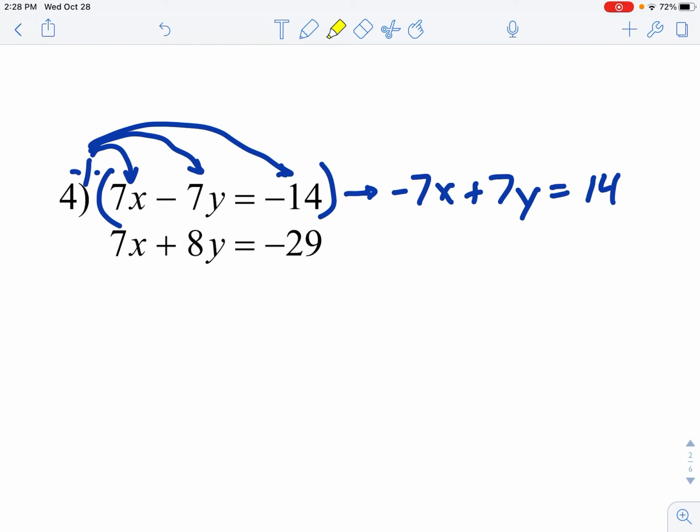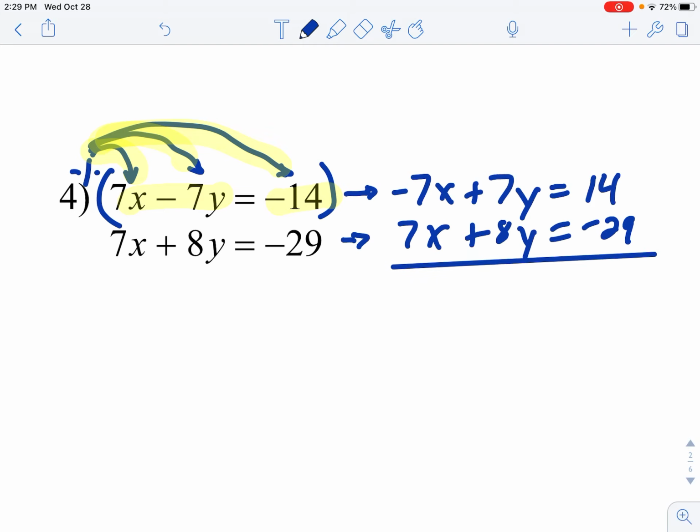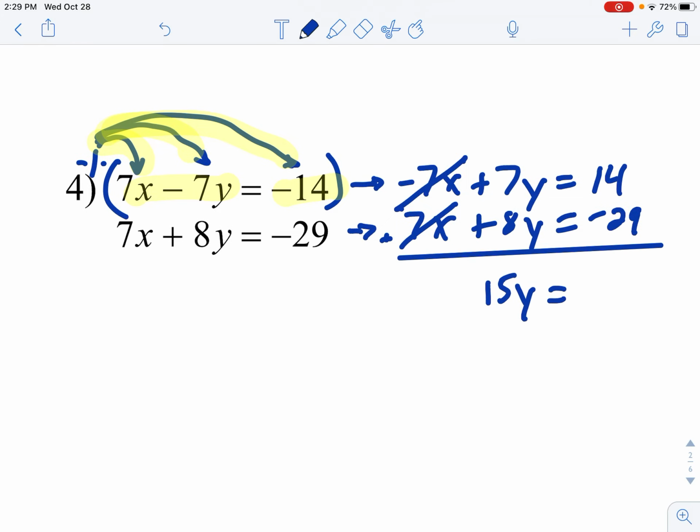I changed it, but I kept mathematical equivalence there because I did the same thing on both sides of the equal sign. The second equation I do not want to change. I just want to leave it as is because, like I said, I want the x terms to cancel each other out. Negative 7x plus 7x, they cancel out, they're gone. But now I do the rest of the problem. 7y plus 8y is 15y. Bring down the equal sign. 14 minus 29 is negative 15.